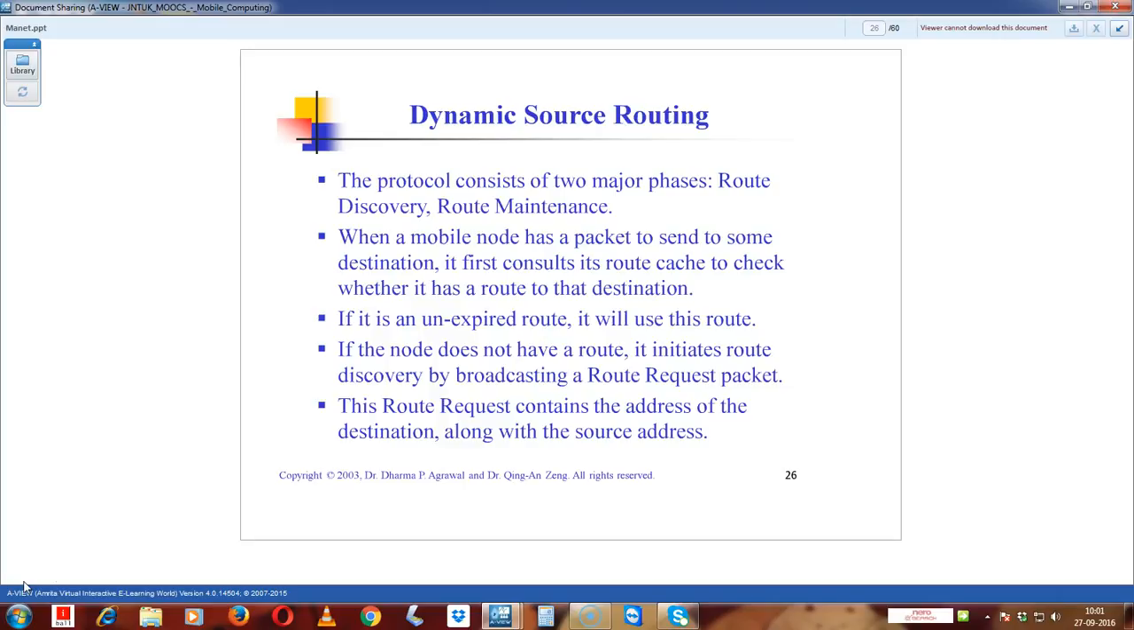Okay, we'll see. This route request contains the address of the destination along with the source address, as I already told you. The route request packet will have the address of the destination as well as the address of the source.